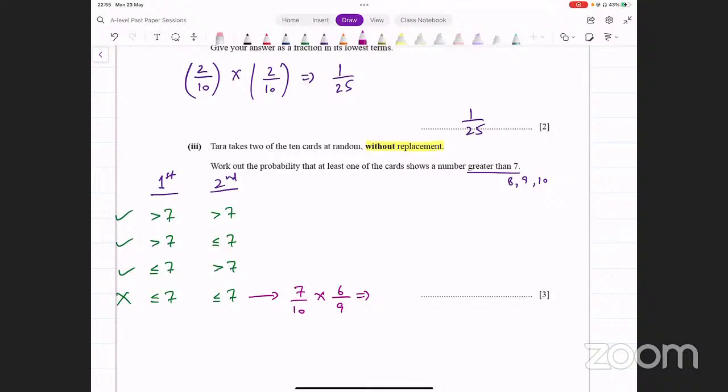Evaluate कर लेते हैं. 7 into 6 divided by 90, and that gives me 7 over 15. Okay? And now this is the case that we do not want. तो हम क्या करते हैं? Total 1 में से इसको minus कर देते हैं. हमारे पास क्या आ जाएगा? 8 over 15, and that's our final result here. This should be 8 divided by 15.